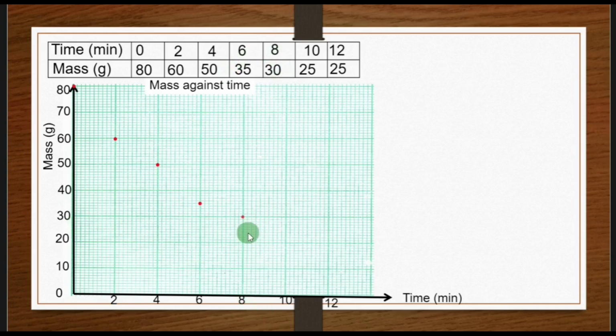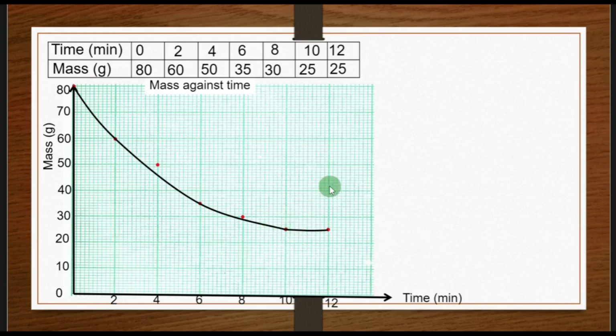Then 8, 30. So 8 here, 30 is somewhere here. So you put a dot there. Then 10, 25. So 10 here, 25 in the middle there. Then also 12, 25, on the middle there. All right, then after that you draw with a free hand a curve like this. Make sure the curve looks like an exponential curve like this one here.